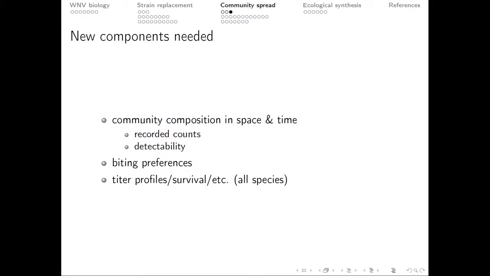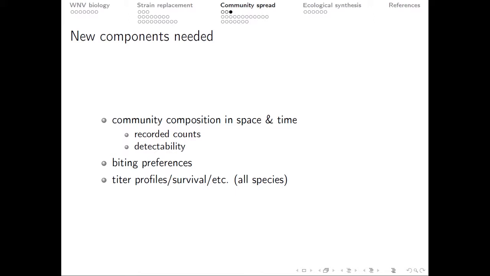We're going to need to send Morgan back to the library for a long time. We need information on the bird species composition, which we're going to get by getting information about how many birds people saw and what their probability was of seeing them if they were there. We need to know something about mosquito biting preferences. This is all in that ecological section at the bottom of the equation that I told you we were mostly ignoring for a while. And we're going to need all that information that we had before about those four species, but we're going to need it on 700 species.